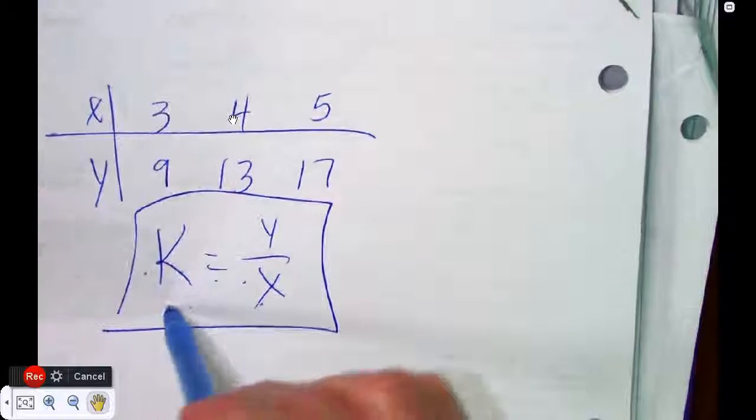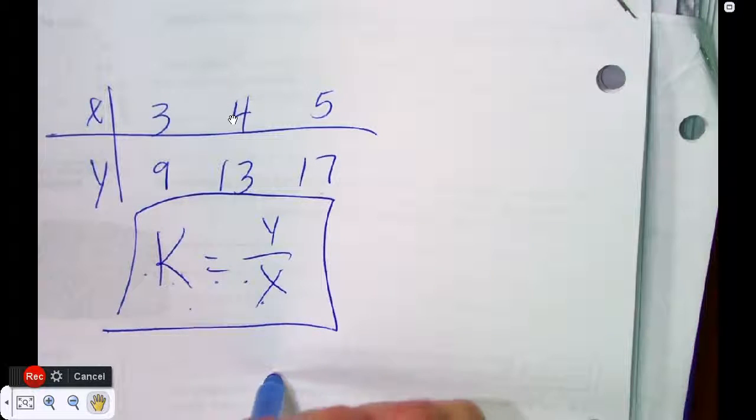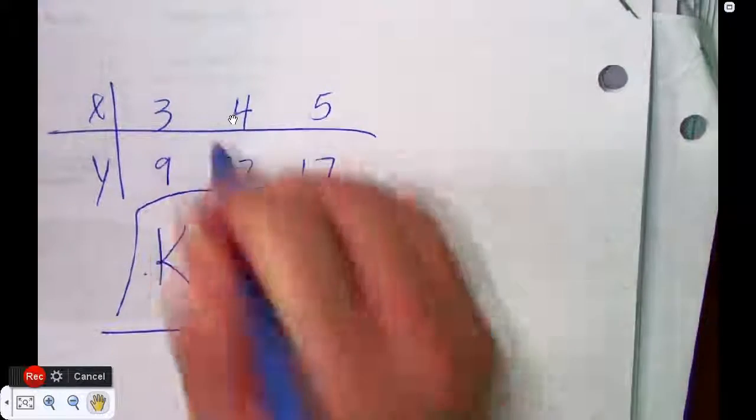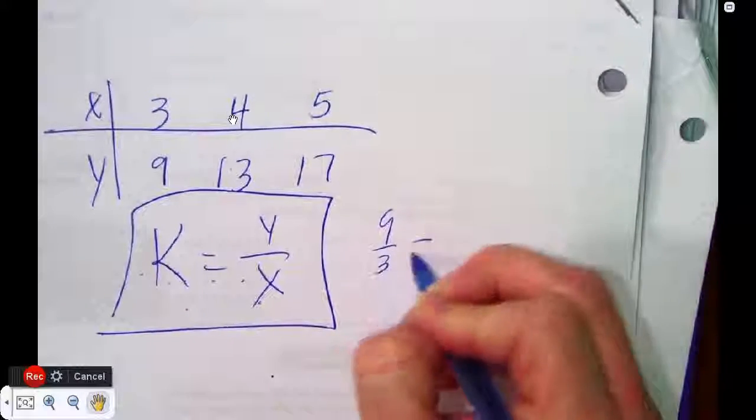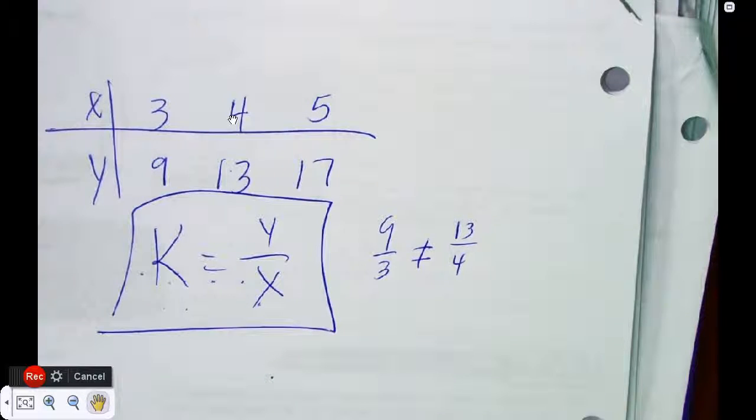If it's proportional, all you're going to do is divide y by x. That's all you have to do. Did it work? Yes. Was it proportional? No. 9 divided by 3 does not equal 13 divided by that. Yeah, that process works to find out, but this is a no, right? Okay, everybody get that? How to find out if it's proportional.